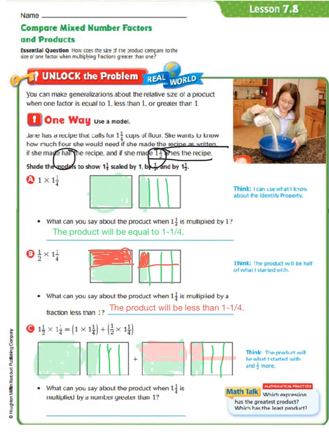So the question then becomes, what can you say about the product when 1 1/4 is multiplied by a number greater than 1? And as we've demonstrated by our models, the product will be greater than both factors. So just to recap, when we're multiplying by 1, the product will be equal to that number. When we're multiplying by a fraction less than 1, the product will be less than that number. When we're multiplying by a number greater than 1, the product will be greater than both factors. Kind of helps serve as a check to see if you're getting the right answer.